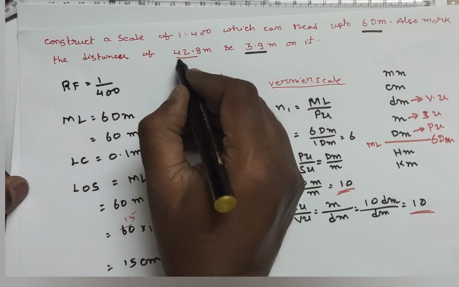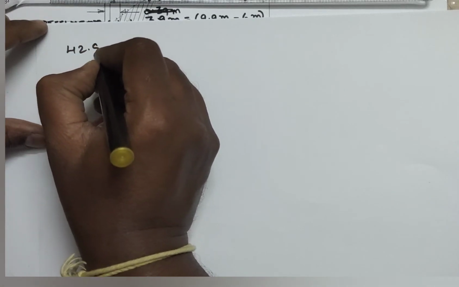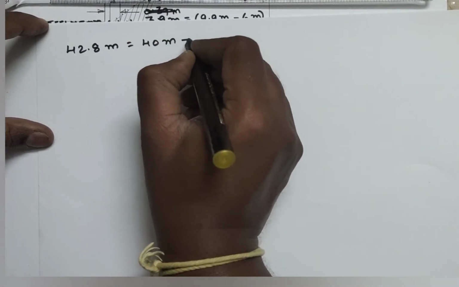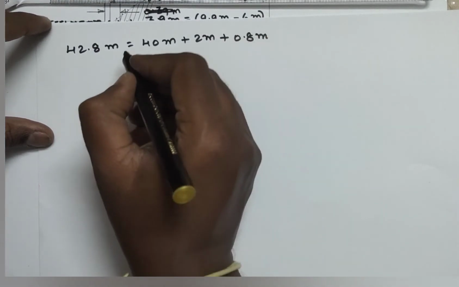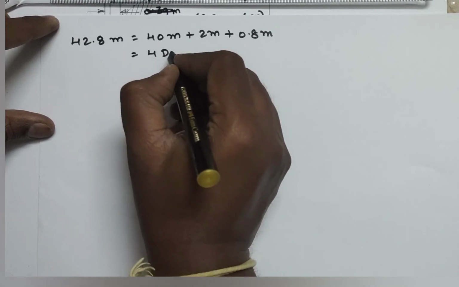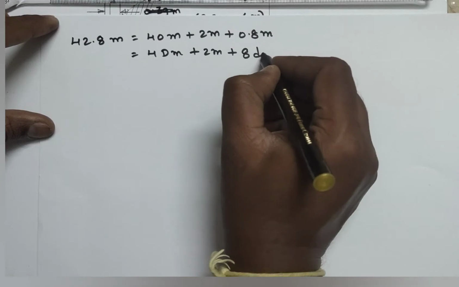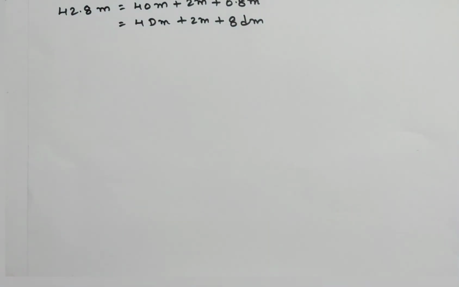42.8 meters, this is. How should we take it? Once it is 42.8 meters, how are we able to take it? The last digit is 8. So this is also equal to 40 meters plus 2 meters plus 0.8 meter, that is nothing but 4 decameter plus 2 meter plus 8 decimeter. Here 8 decimeter is not there. 4 decameter and 2 meter we are able to mark.